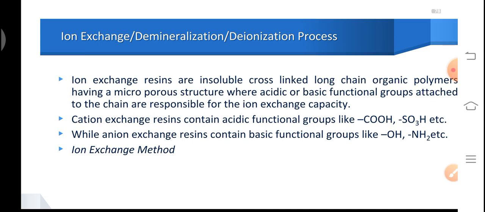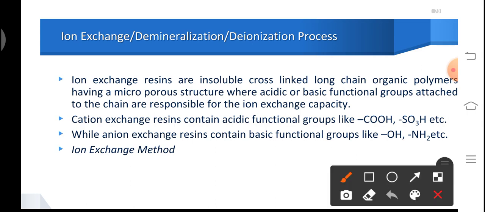If we talk about an ion exchanger resin polymer, it is insoluble, it is cross-linked and has a high molecular weight. It is an organic polymer with a porous structure. And the functional groups attached to the chains are responsible for the ion exchange properties. So we have two types of ion exchangers. Number one, cation exchanger, and number two, anion exchanger. So what is the difference between the two?